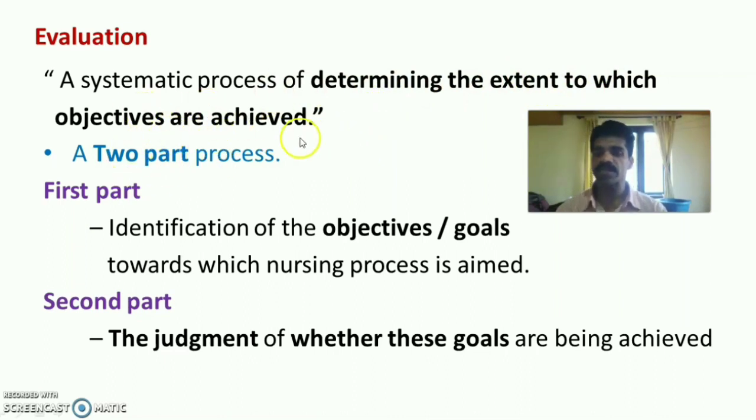It has got two parts. First part is identification of the goals and the objectives towards which the family nursing process is aimed. The second part includes the judgment of whether these goals or objectives are being achieved or not. Thus, evaluation is a two-part process. The first part is setting the goals and objectives. The second part is the judgment whether the goals and objectives are achieved or fulfilled or not.